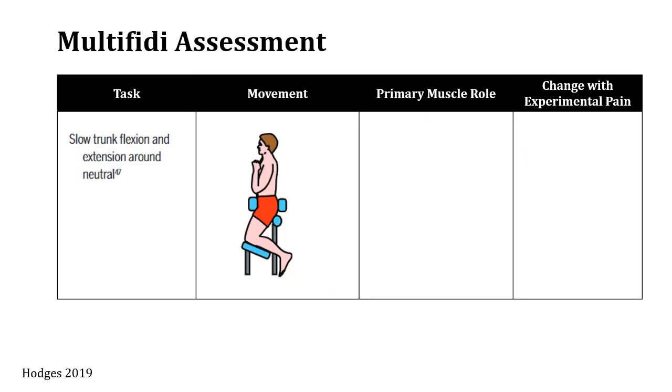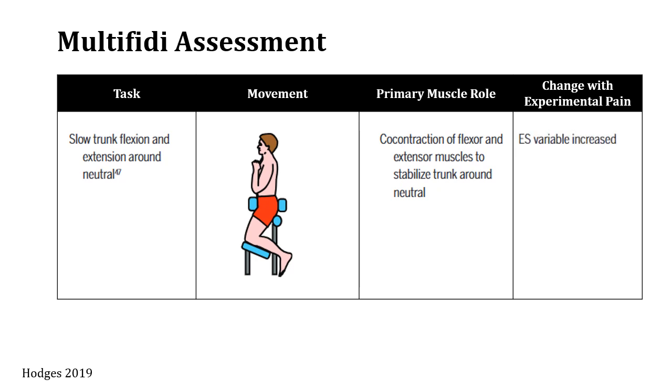A classic study was done by Hodges where we had slow trunk flexion and extension around neutral, where they looked at the healthy individual that has a co-contraction of the flexor and extensor muscles to stabilize the trunk around neutral. However, there's a variable increase in unpredictability with the presence of pain. Thus, the anticipatory and reflexive stabilization of the lumbopelvic complex is otherwise compromised.